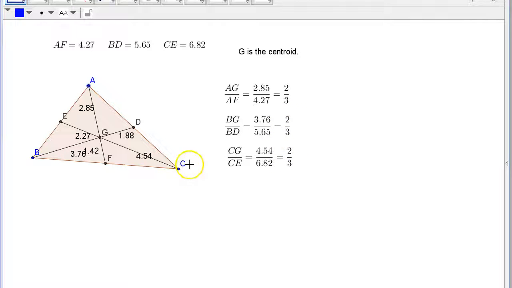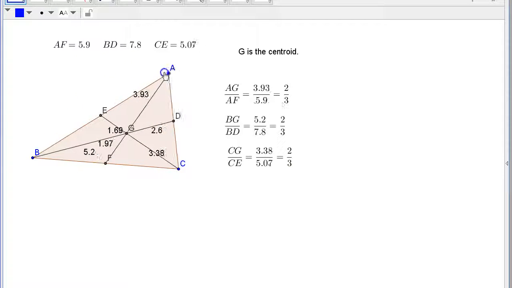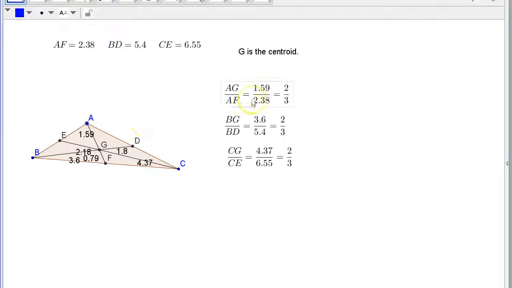Same thing happens for CG. It is 4.54 right now, but that's 2/3 of CE, which is the whole length, 6.82. And no matter what happens, I change these measures here, but they always reduce to 2/3. Now there's some round off error going on in the background that we can't tell. The computer's cutting off numbers.